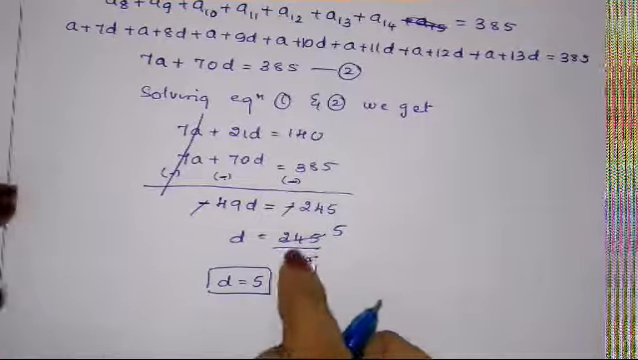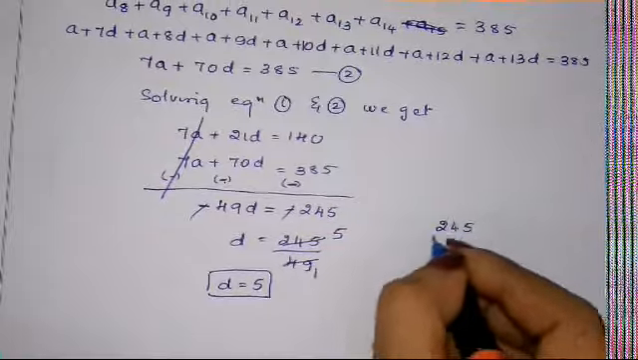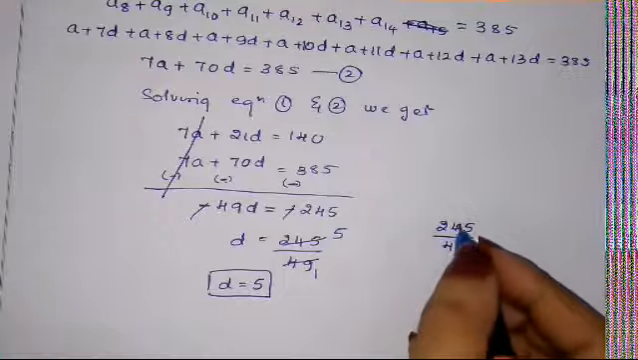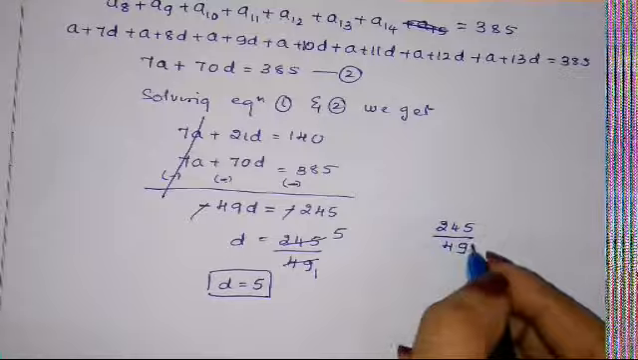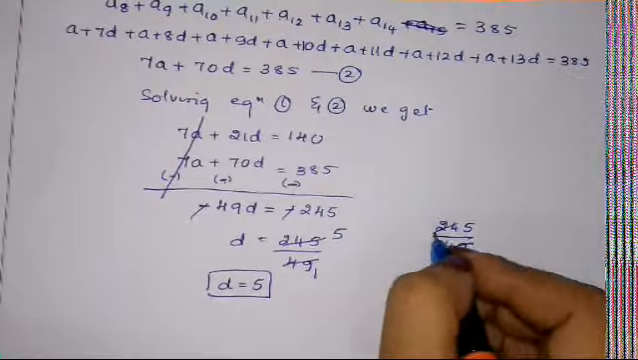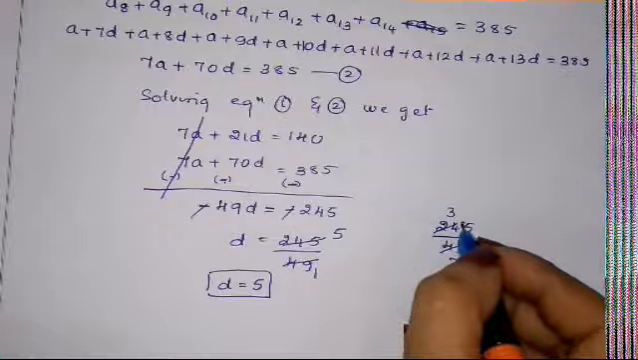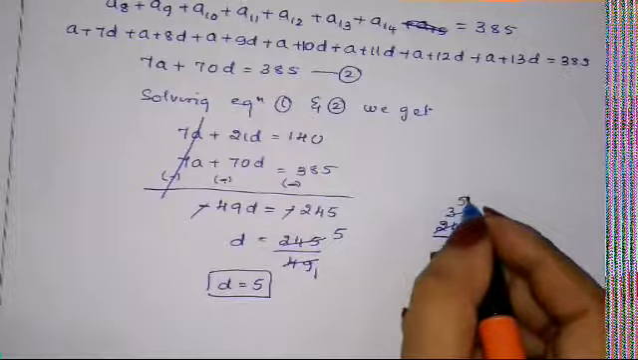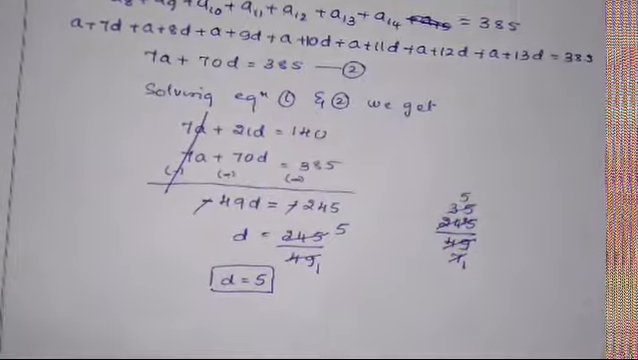Or else, if you are confused about how we can come to know this directly, you can carry on with other numbers. 7 sevens are 49, 7 threes are 21, and so on. 7 fives are 35. So that is how we got 5 here. So D is equal to 5.